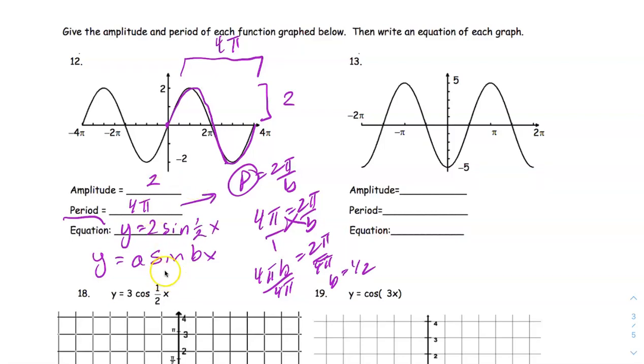Right, so again, finding b is the tough part. You figure out what the period is, and then set that equal to 2 pi over b. And then you just do the math. So cross multiply, solve.